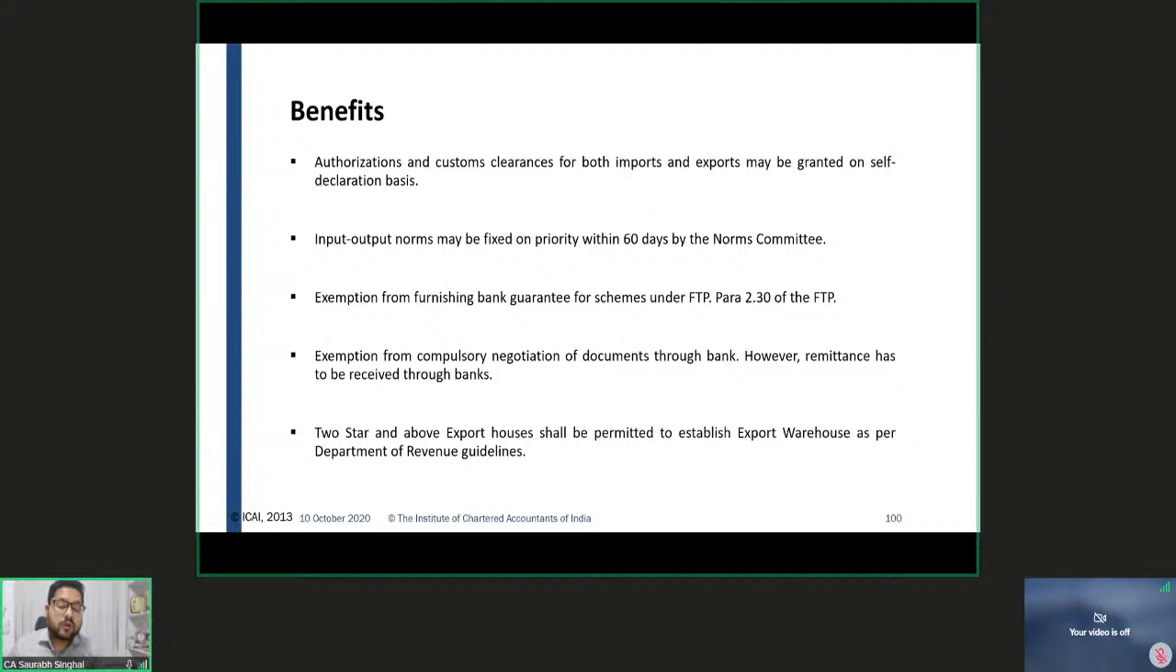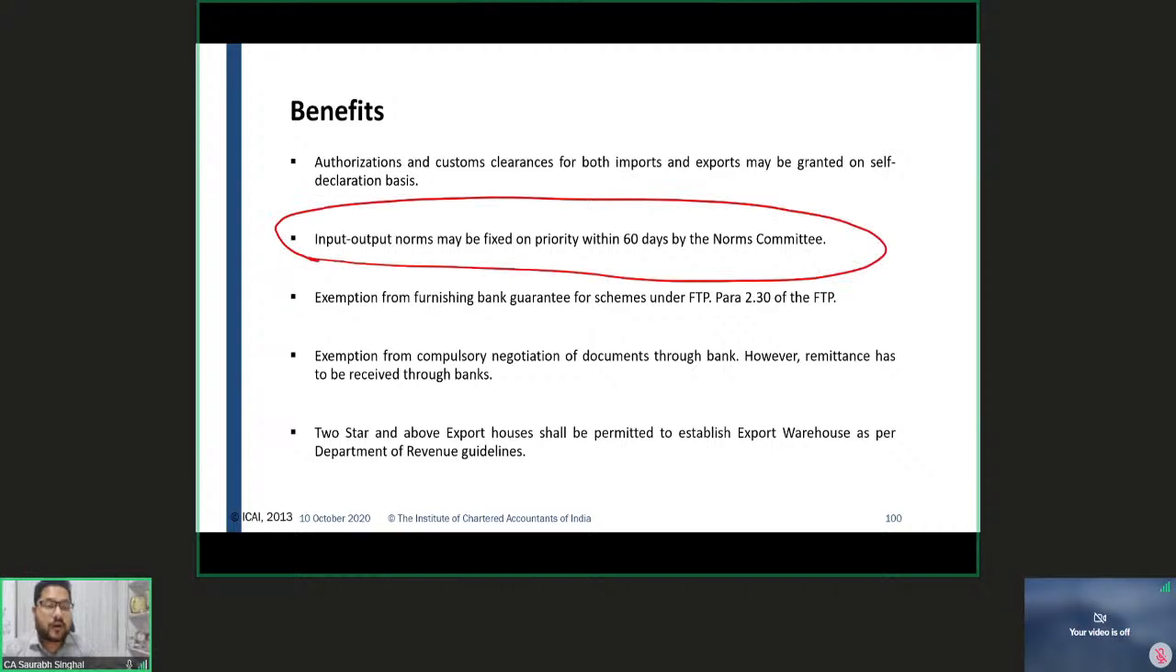You will also be allowed a special priority for fixation of input-output norms. So suppose you are a 1-star, 2-star, 3-star export house and you apply for ad hoc norms. The time limit for your ad hoc norms to be fixed is 60 days, a priority to you.